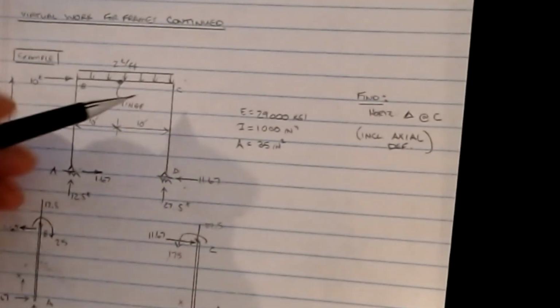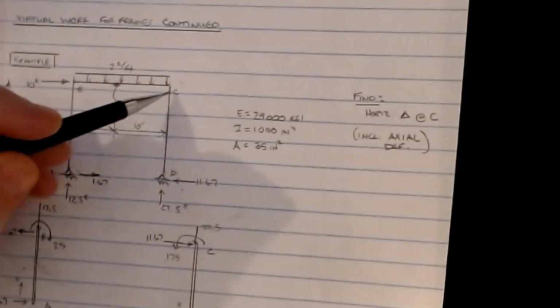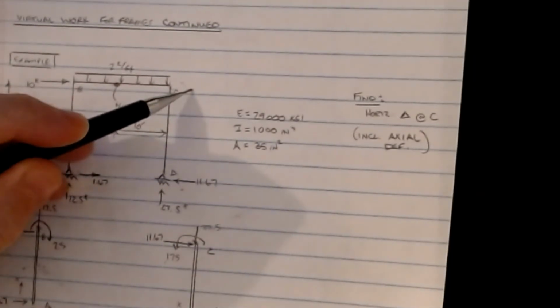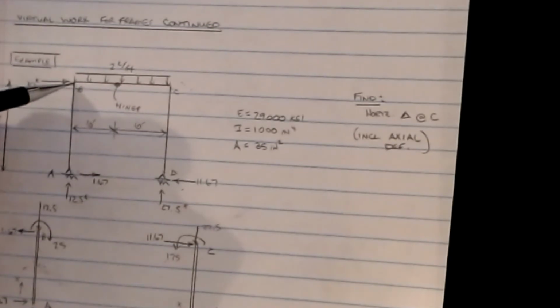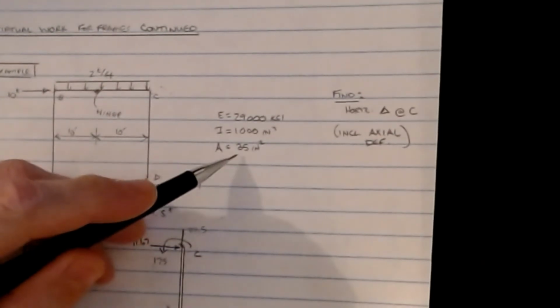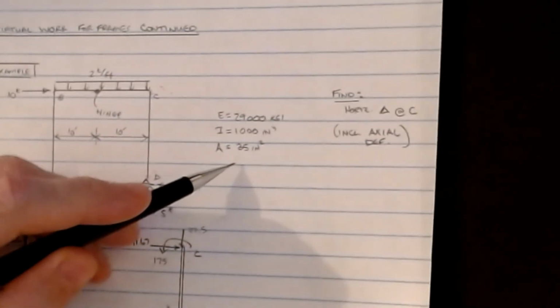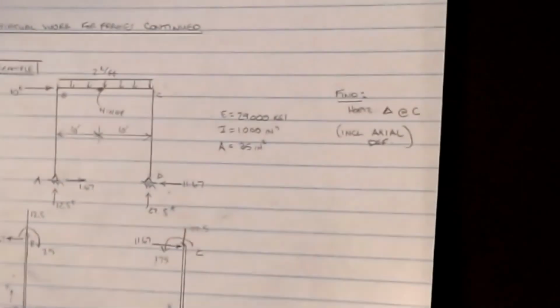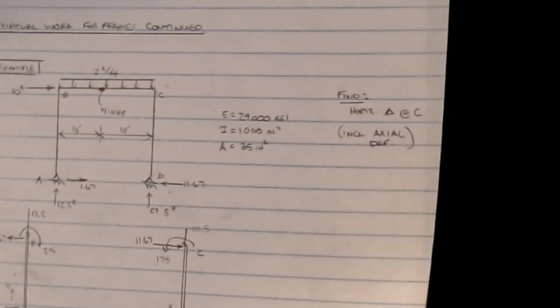Now, if we neglect the axial deformation, we can say that if C moved over that amount, then this value at B will also move the same amount, because the axial stiffness is pretty substantial. In fact, an area of 35 square inches of steel is a pretty big member, so it won't grow a whole lot in length. That's one of the ways that we know. But anyway, that's how you handle virtual work for frames.